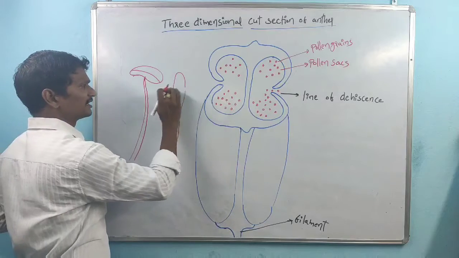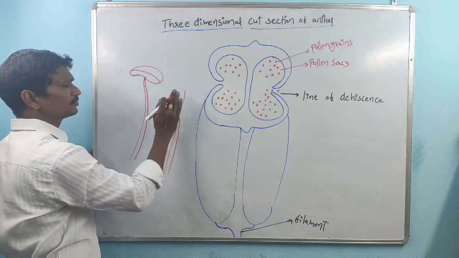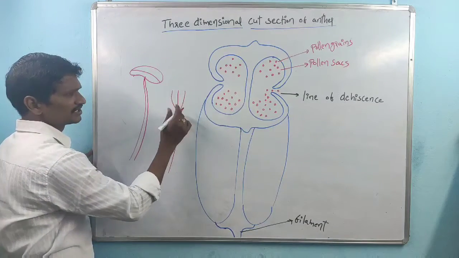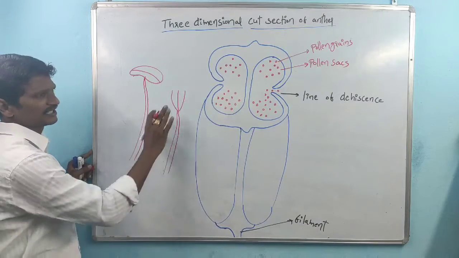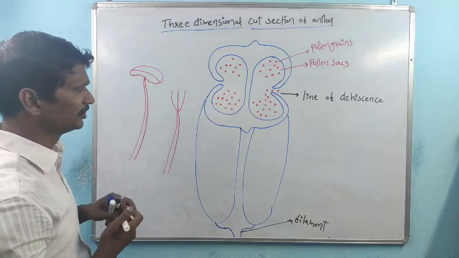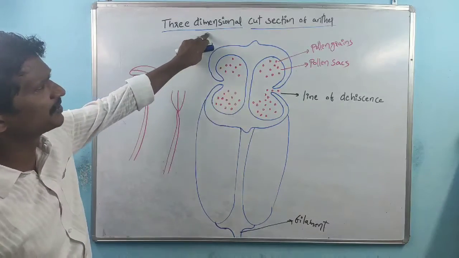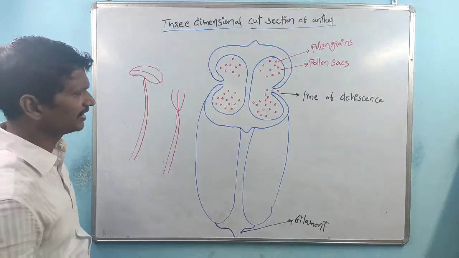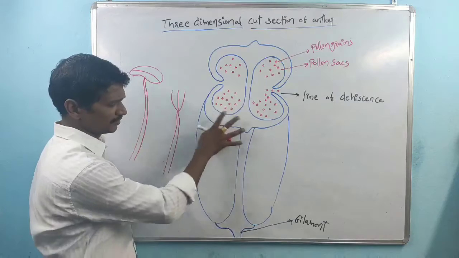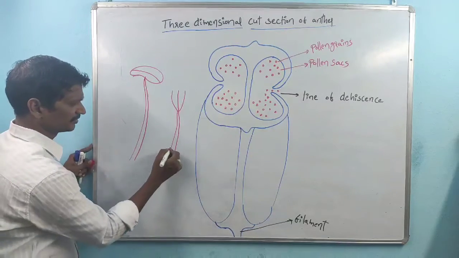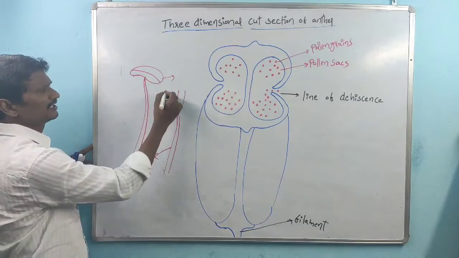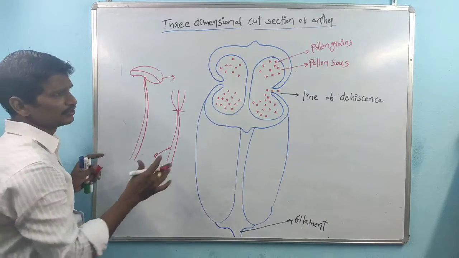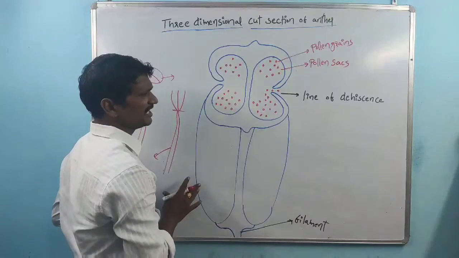So if we cut the anther, this is the exact view. Different parts are present within the anther. This is the three-dimensional cut section of the anther. This part is the anther, this part is the filament, and up to this part is the anther. This is one of the anther parts.